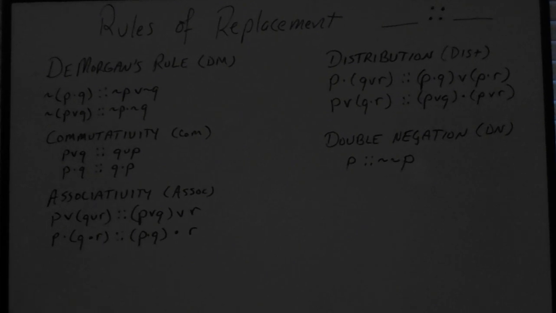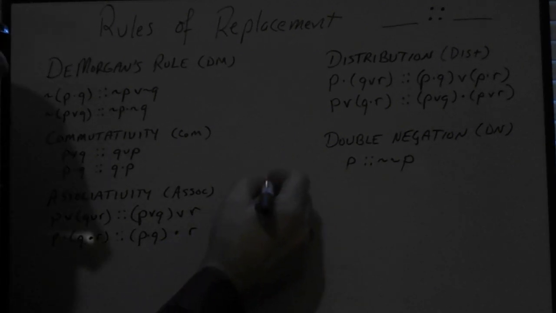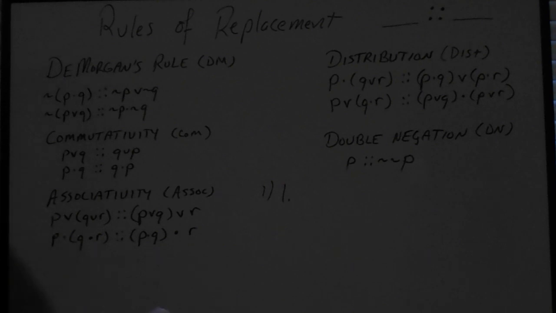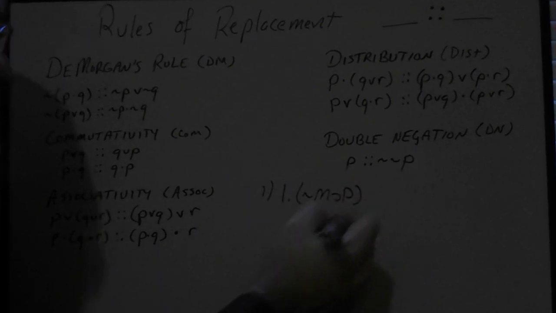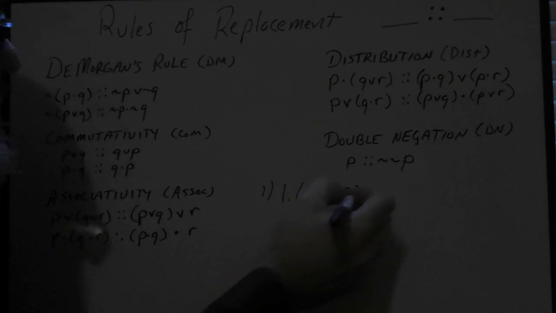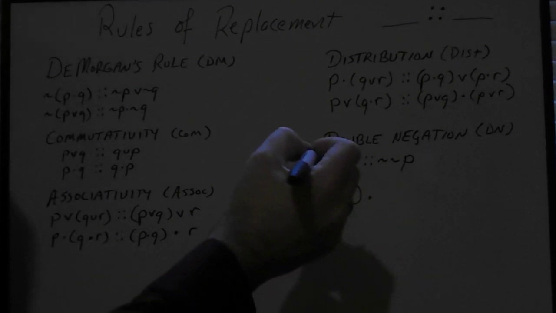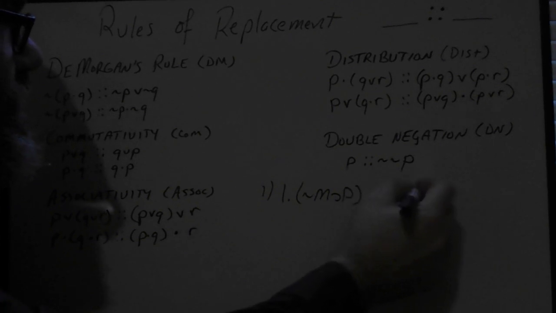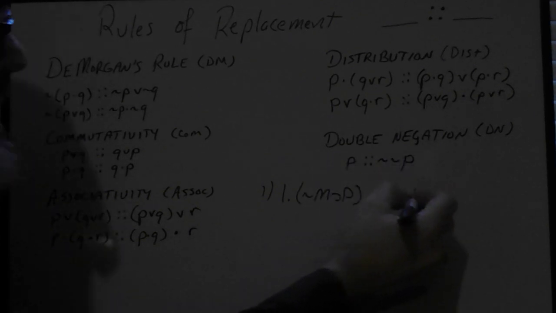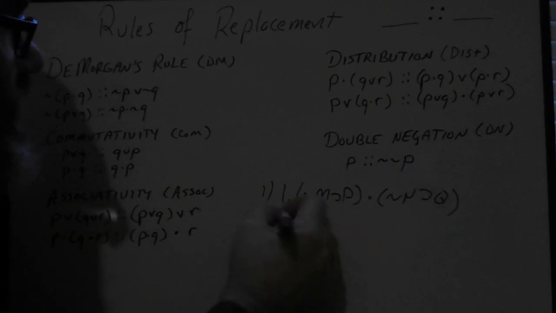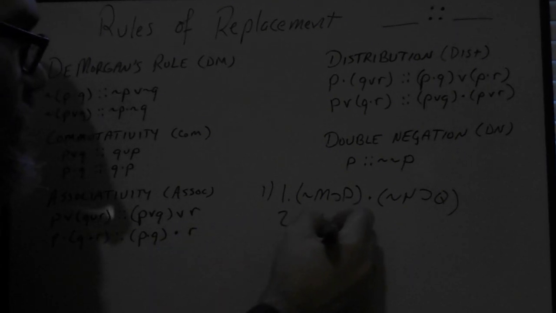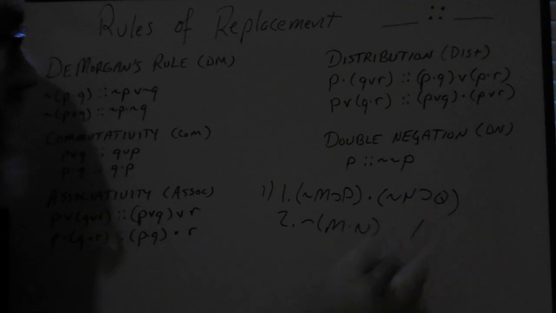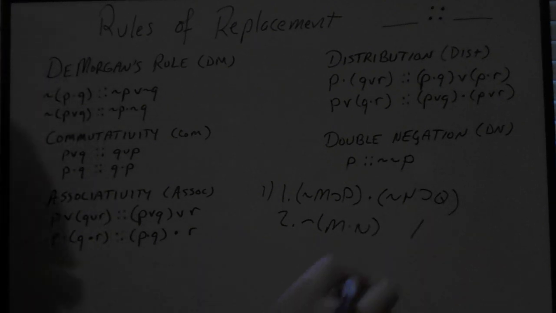But nonetheless, I will do one with you here. So we'll just take the first one. It says not M then P, and not N then Q. Line 2 says not M and N. Therefore, P or Q.